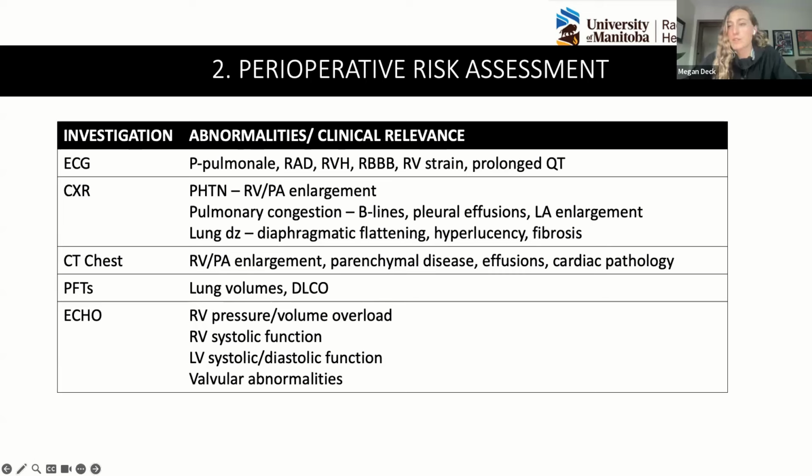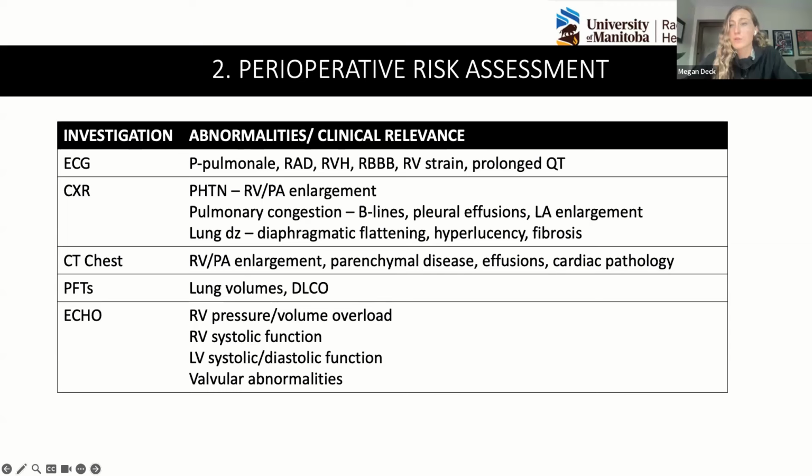The chest X-ray in most patients with pulmonary hypertension is probably abnormal. However, a normal chest X-ray does not necessarily exclude the diagnosis. In terms of a CT chest, signs of pulmonary hypertension could include a large PA diameter, a PA to aorta ratio greater than 0.9, as well as enlarged right heart chambers. Additionally, on the CT, we can look for parenchymal disease, the presence of effusions that may warrant perioperative drainage to optimize FRC, as well as any other underlying cardiac pathology.